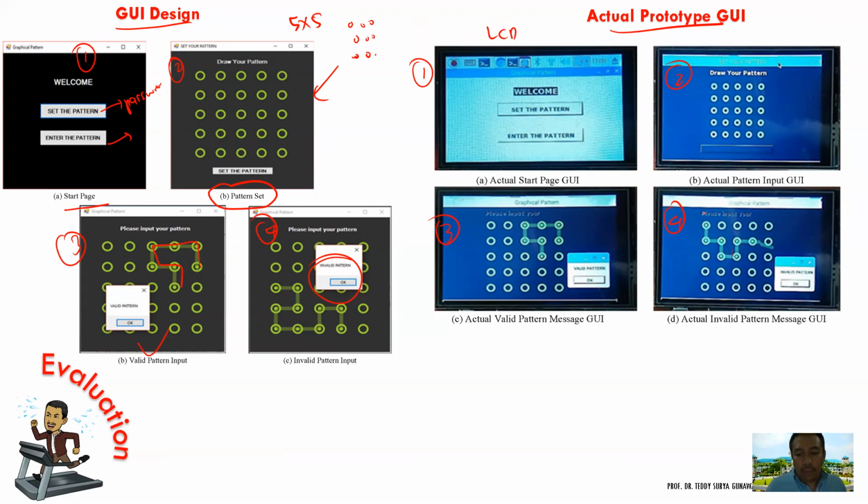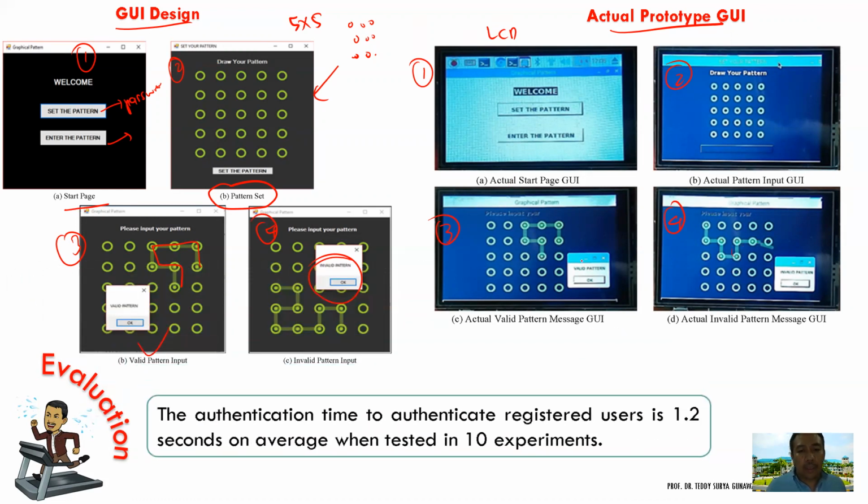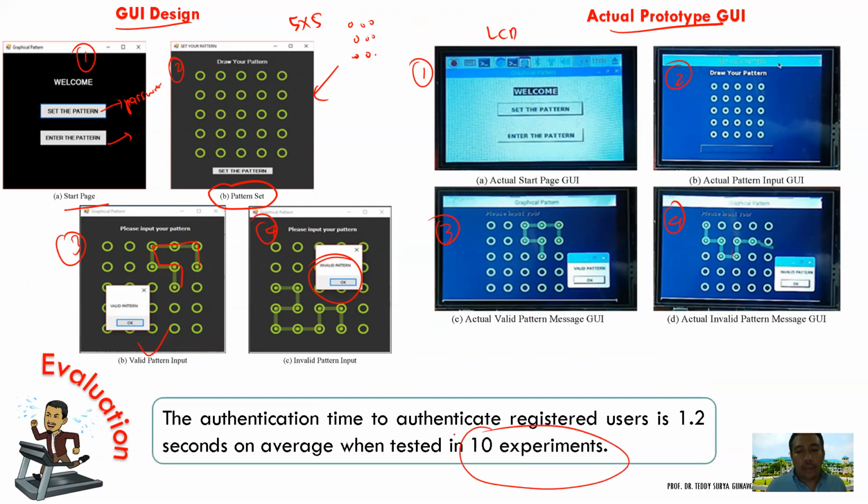From here we tested using 10 experiments, and then we average. Overall, we have 1.2 seconds to validate the valid pattern, or to reject the invalid pattern.